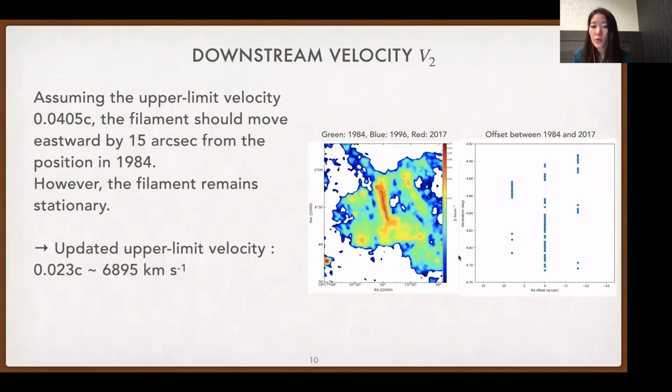This panel shows a comparison of the filament in each observed year. And all filaments are overlapping. So there is no significant motion over the astrometric error. So we updated the upper limit velocity as 2.3 of the speed of light.